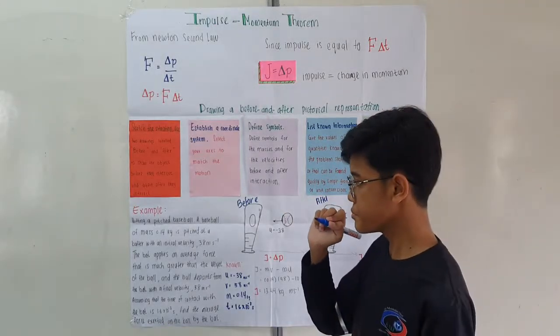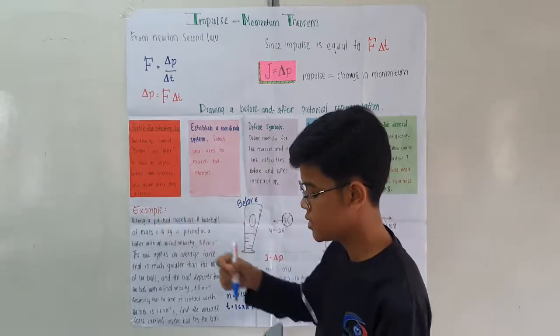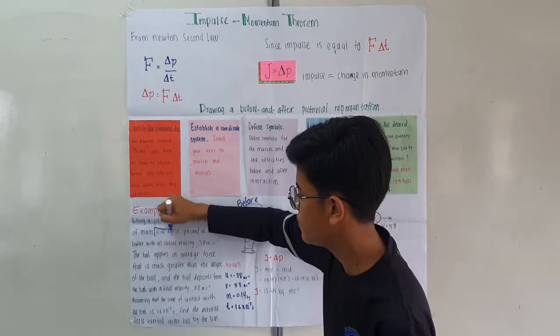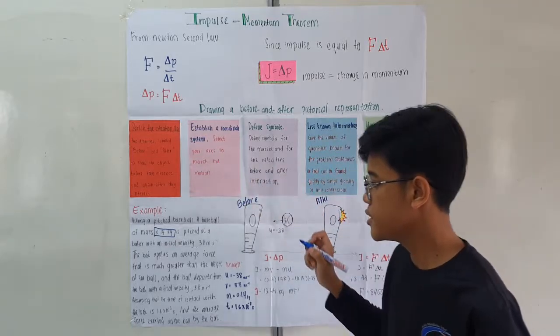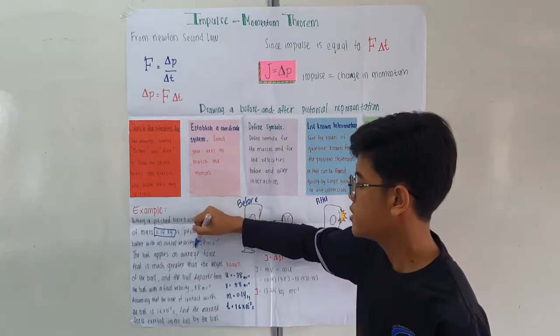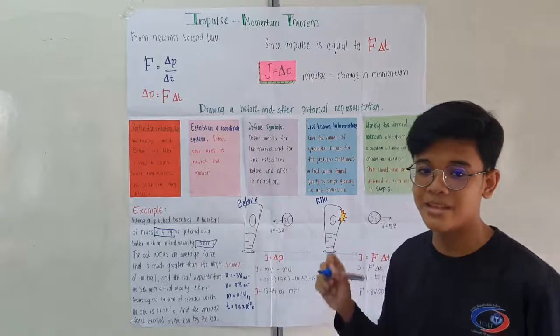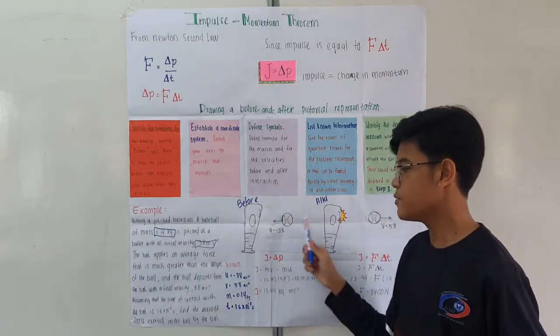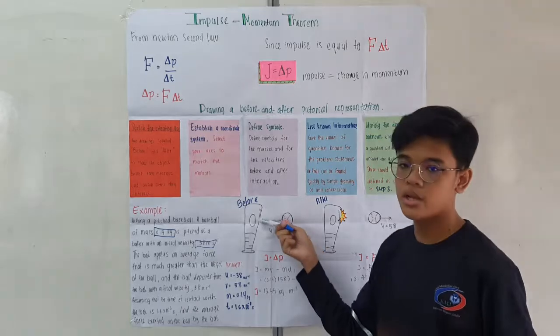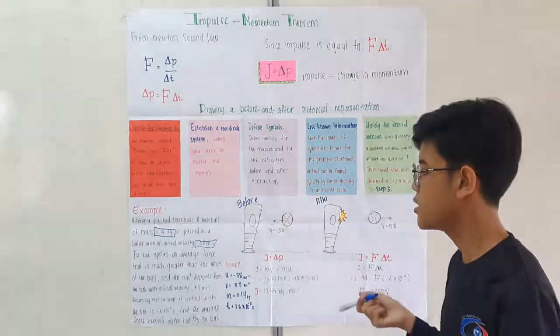The known is mass. Mass is 0.4 kilogram. And the initial velocity is negative 38 meter per second. So negative because the ball is moving toward the left, toward the bat.